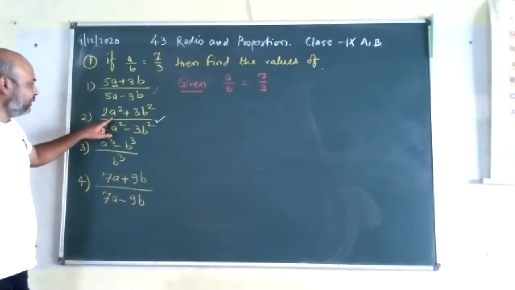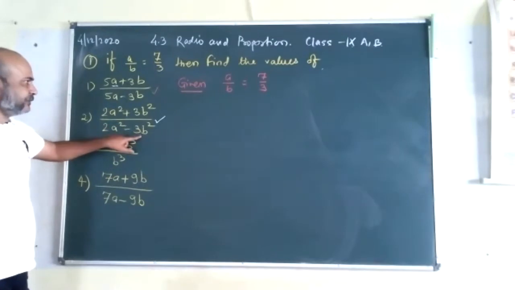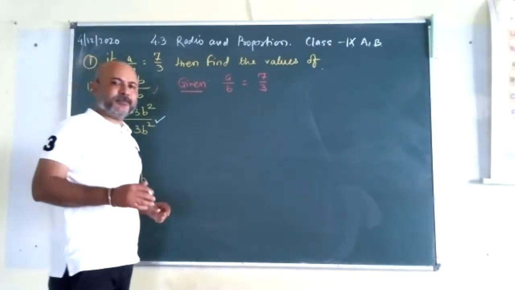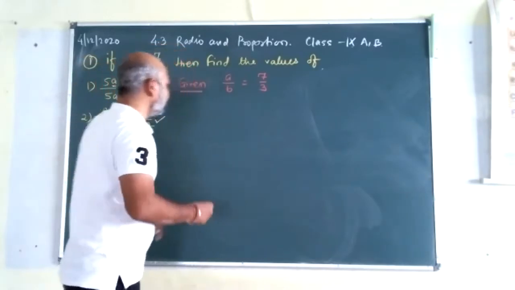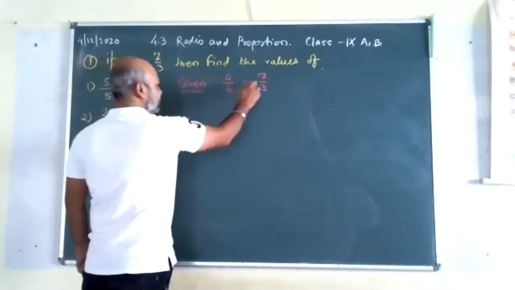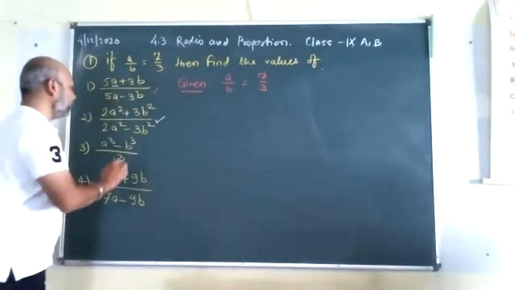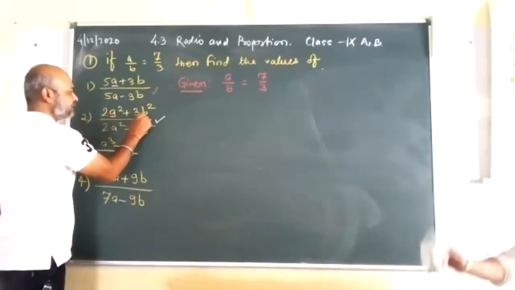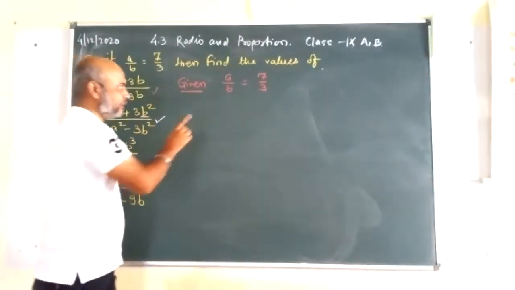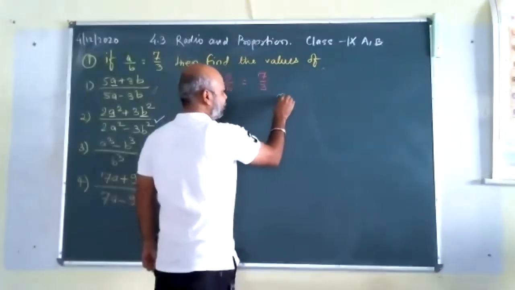We have to find the value of 2a square plus 3b square upon 2a square minus 3b square. As you know, when plus minus comes, it means you have to use componendo dividendo. Now what is given? A upon b is 7 upon 3. Here this is a square, this is b square, so first we will square.